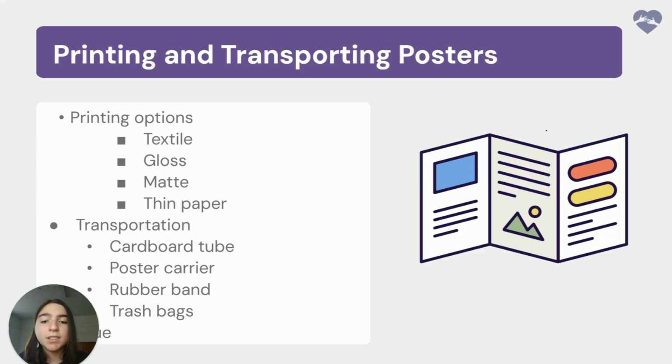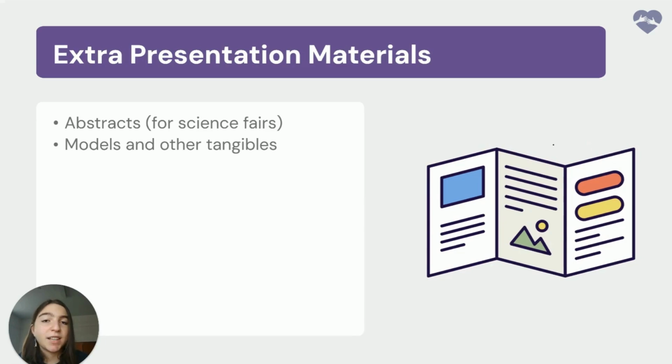Whenever I travel with a trifold, I also like to bring a glue stick with me in case anything peels off during the commute. Finally, let's talk about extra presentation materials. Science fairs may require you to add a stamped abstract to your poster, so allow the space and time to include that. If you have tangibles for your experiment, like mock-ups of your experiment or other visual tools, you can also bring those separately and use them to talk through your work.